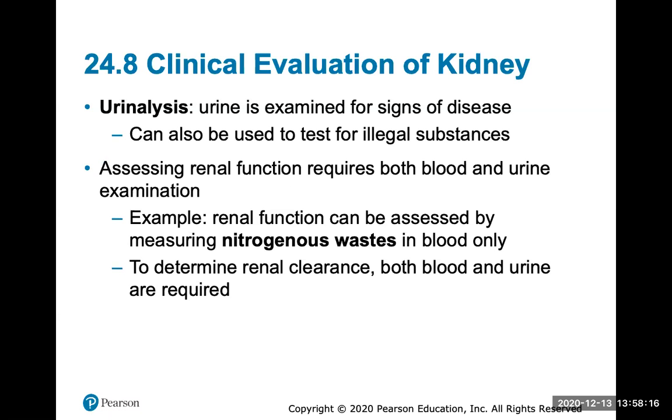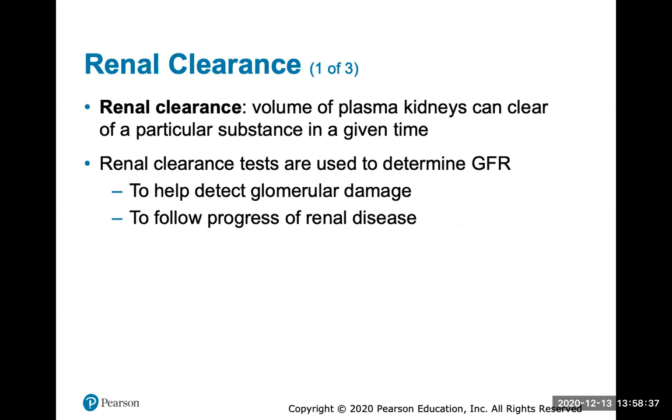A urinalysis is where urine is examined for signs of disease. It can also be used to test for illegal substances. Assessing renal function requires both blood and urine examination. So renal function can be assessed by measuring the nitrogenous waste in blood, and to determine how much is being cleared, we call that renal clearance. Both blood and urine are required.